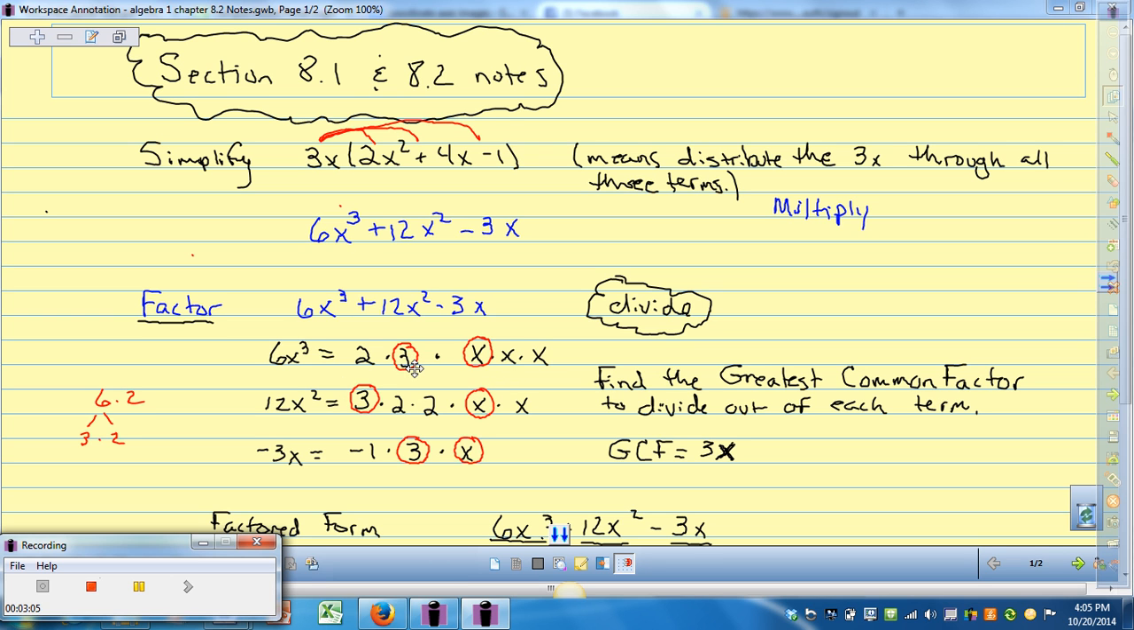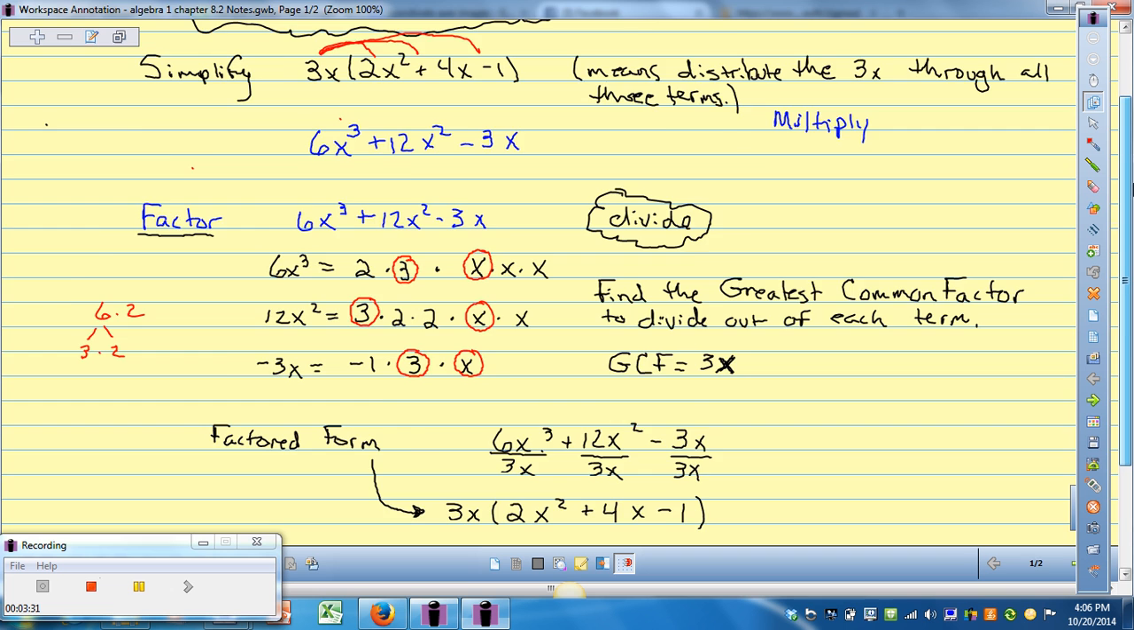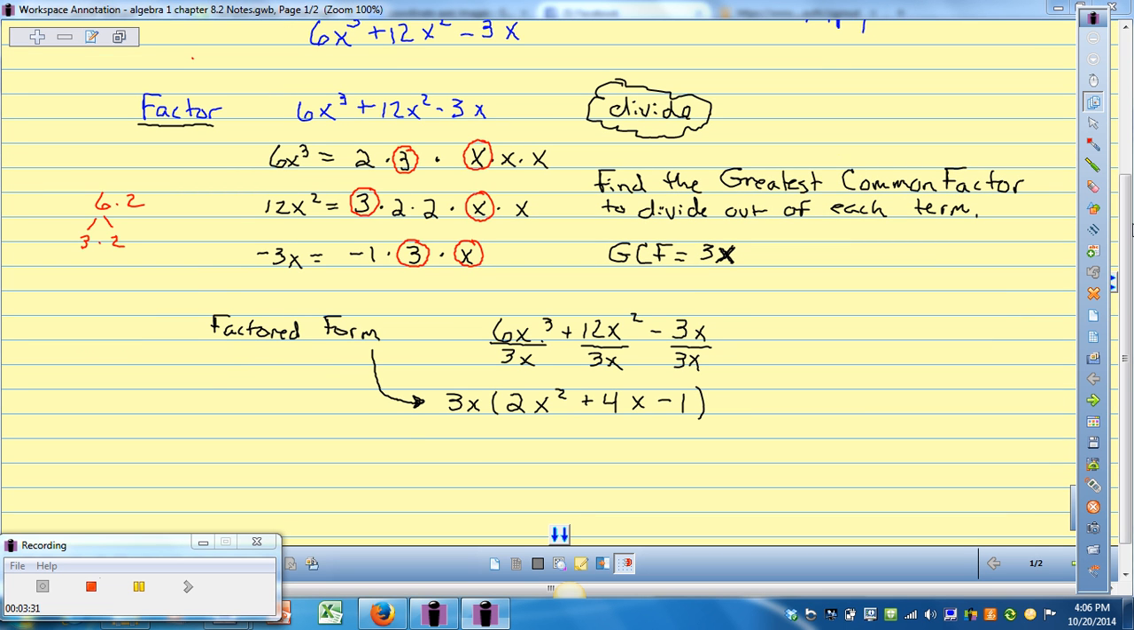All right, so we want to look to see what factors each of the terms have in common. And as you can see, I've circled 3 and x appear in both lists of prime factors. So that means that our greatest common factor over the three terms would be 3 times x, or 3x. Once we have found the greatest common factor, then we can actually divide each term by that factor and write our expression in factored form.